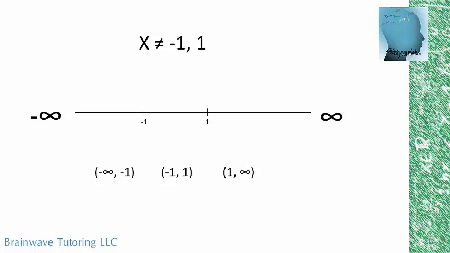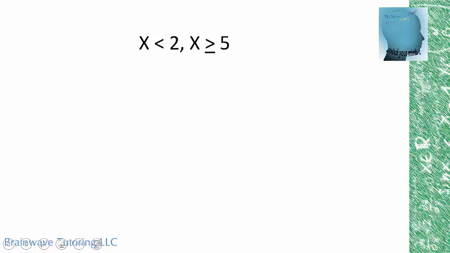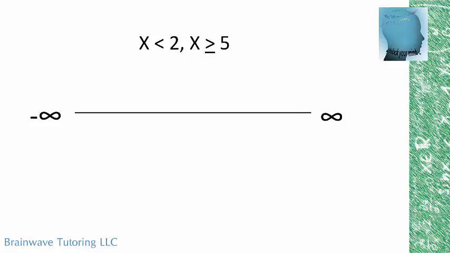Now let's look at another example. This time we've determined that our domain is x less than 2 and x greater than or equal to 5. We're going to employ the same method. So I'm going to make a number line and mark -infinity and +infinity. And now I'm going to mark the values of 2 and 5.